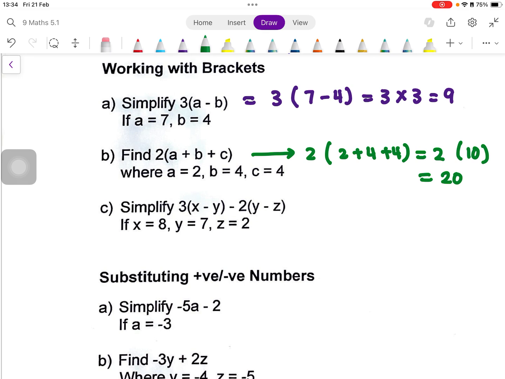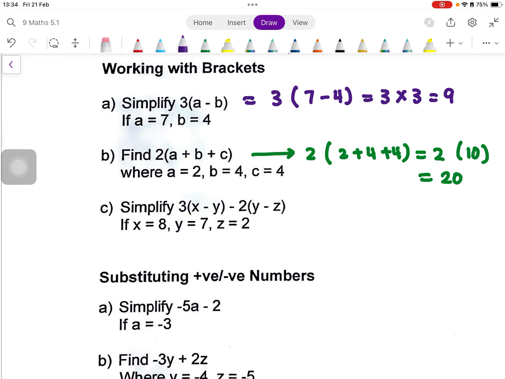Okay? Now let's continue working on question part C. Simplify 3 lots of x minus y, or we say 3 times x minus y, minus 2 lots of y minus z, or we say minus 2 lots of y minus z. If x is 8, y is 7, and z equals 2.